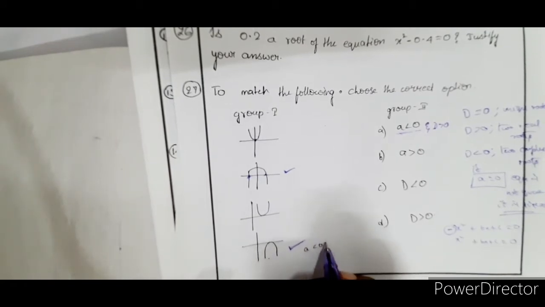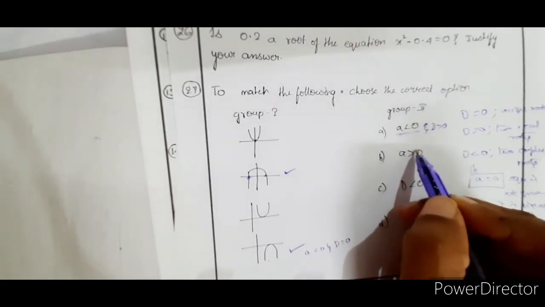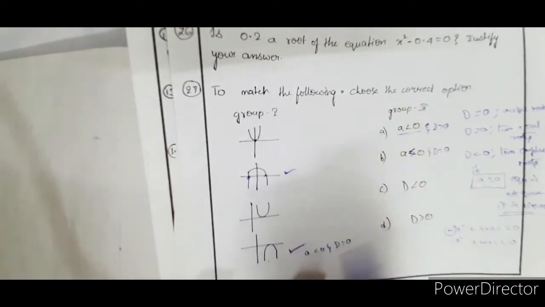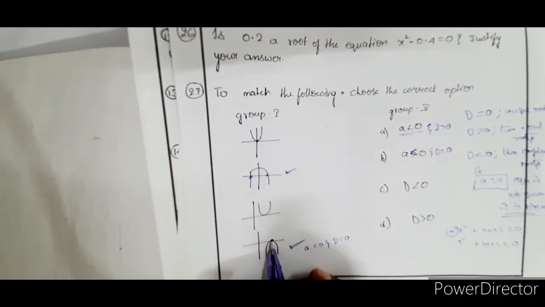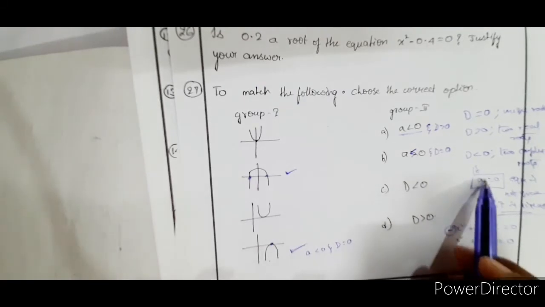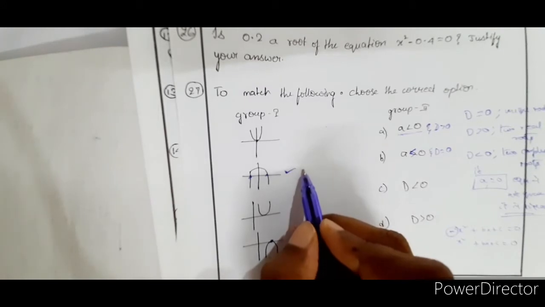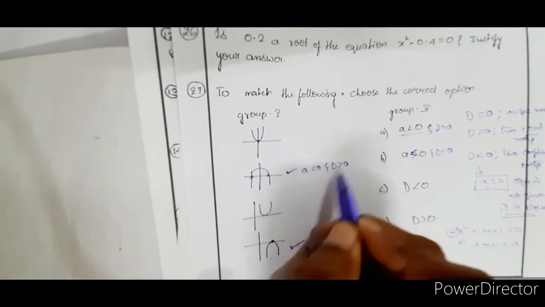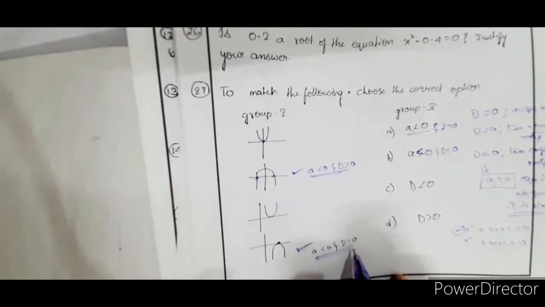A less than 0 and d is equal to 0 condition. Why? Because you have only one root. One root is possible only when d is equal to 0, right? So therefore this is the condition for this one. So I'll write it here. The actual values I'll write: a less than 0 and d greater than 0 condition is this. So there is a mistake in the problem. So please note down the corrections.